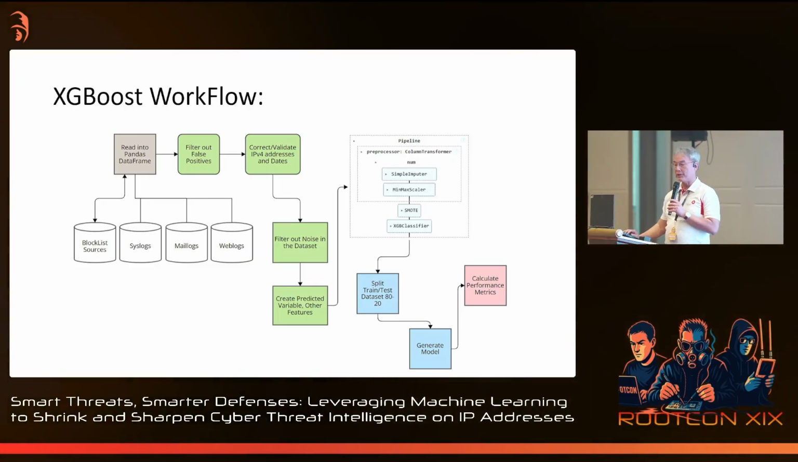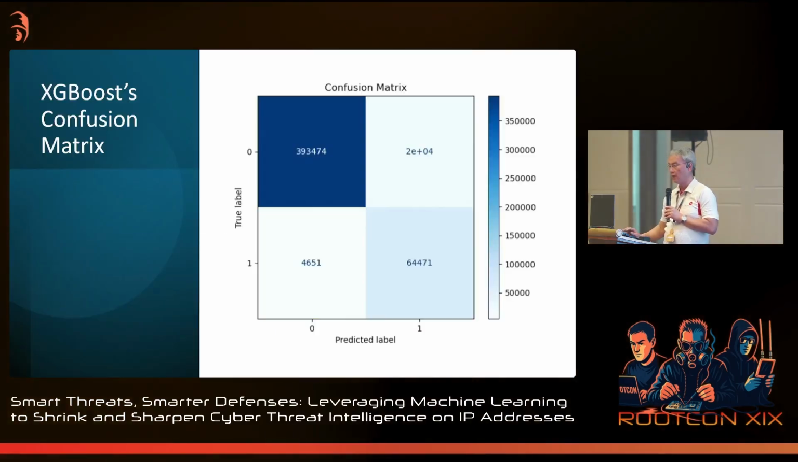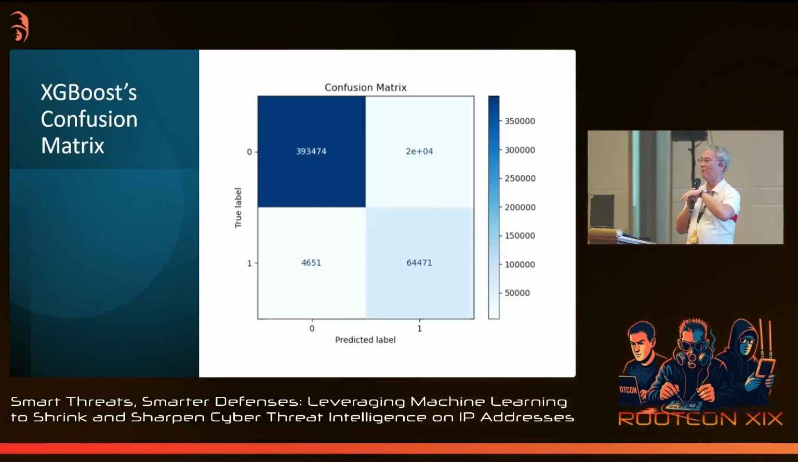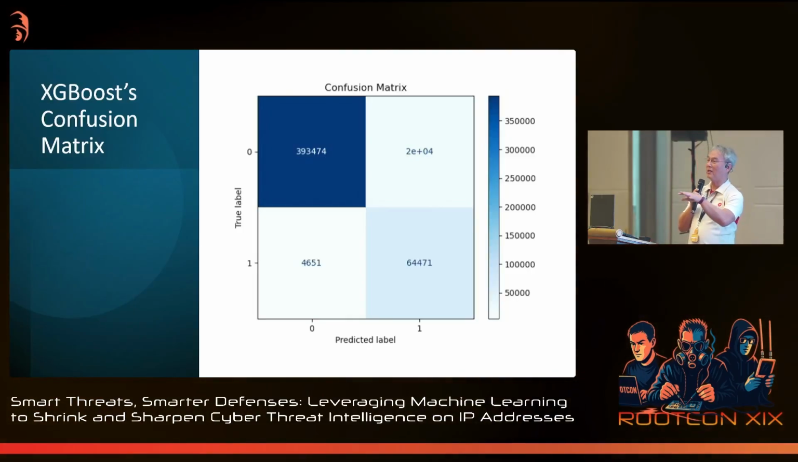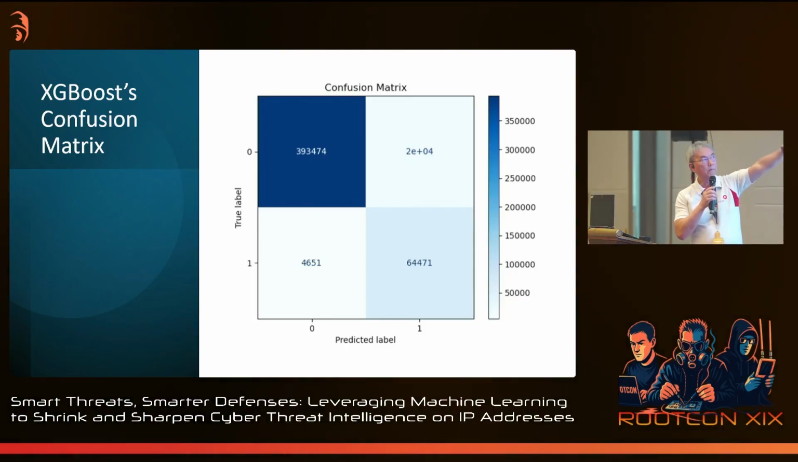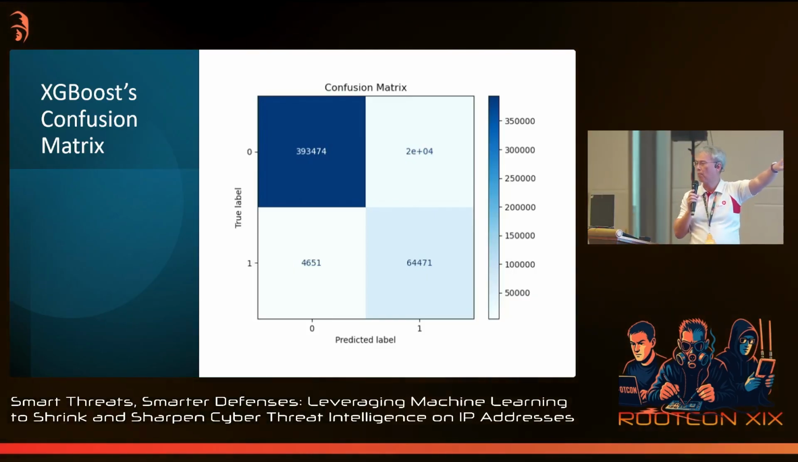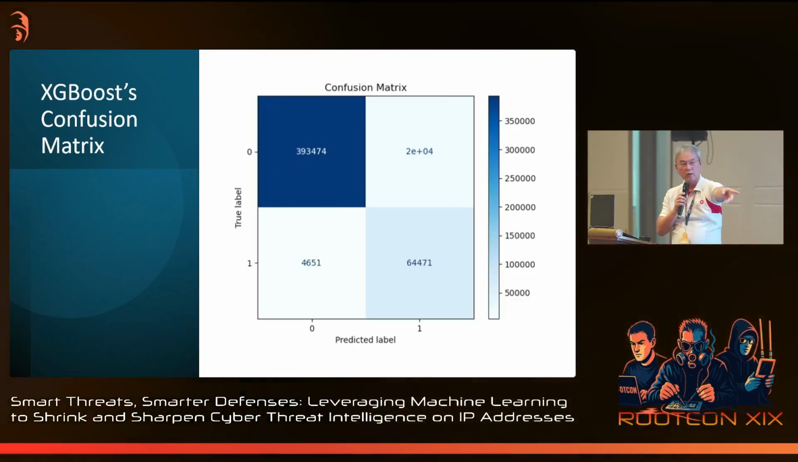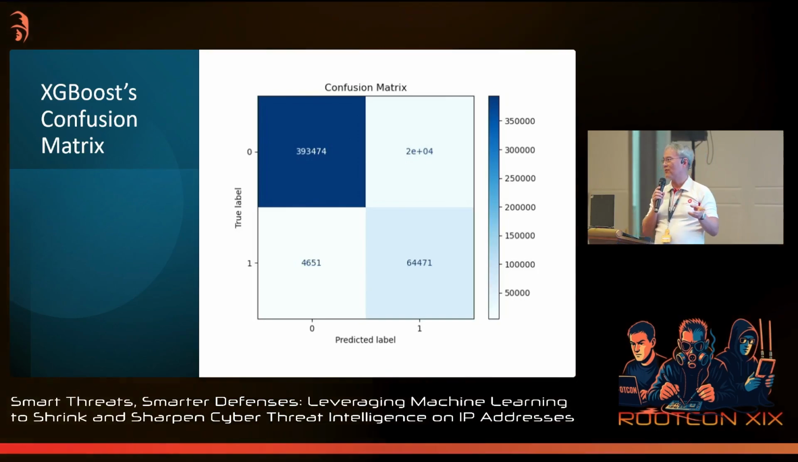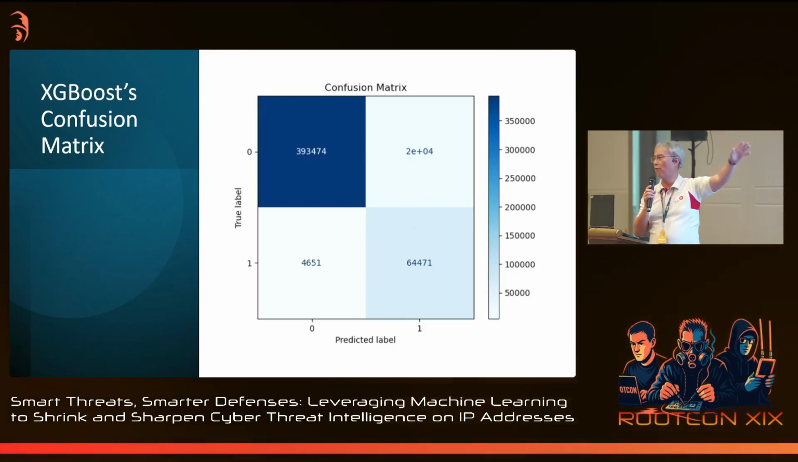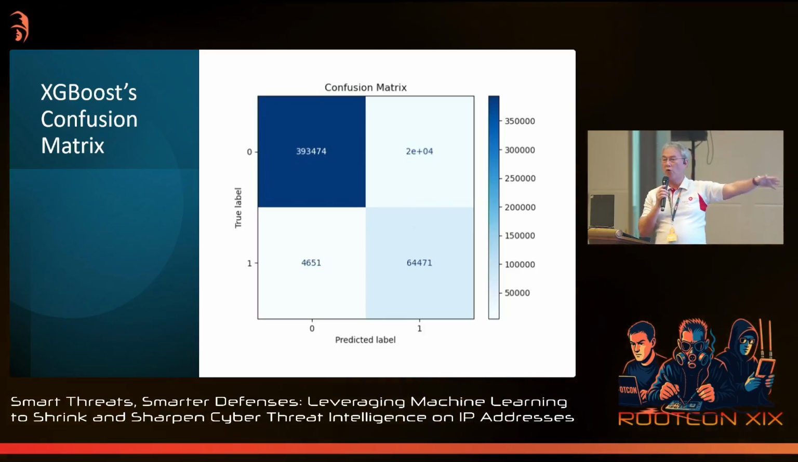We're using XGBoost. And that's the output. So those of you that have machine learning background, this is what we call a confusion matrix. The upper left is the true positives. The lower right are the true negatives. And the diagonal like that are the false negatives or false positives.